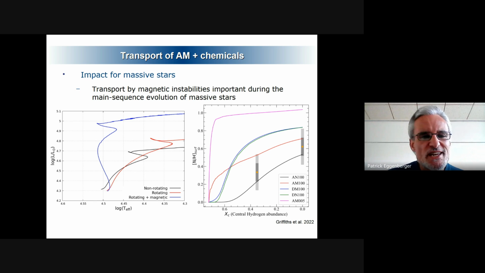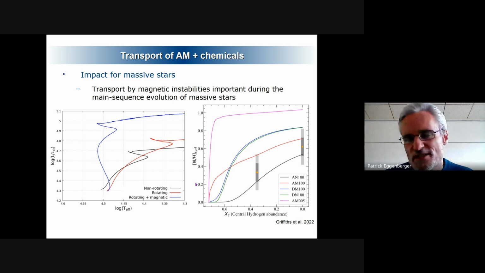So what you see here with rotation plus magnetic field is that even if the star is rotating approximately like a solid body during the main sequence, you also have a strong chemical mixing. But this time the mixing is not due to the shear instability. It is due to the fact that the meridional currents are quite far from being in an equilibrium phase. So this increases the transport of chemicals.